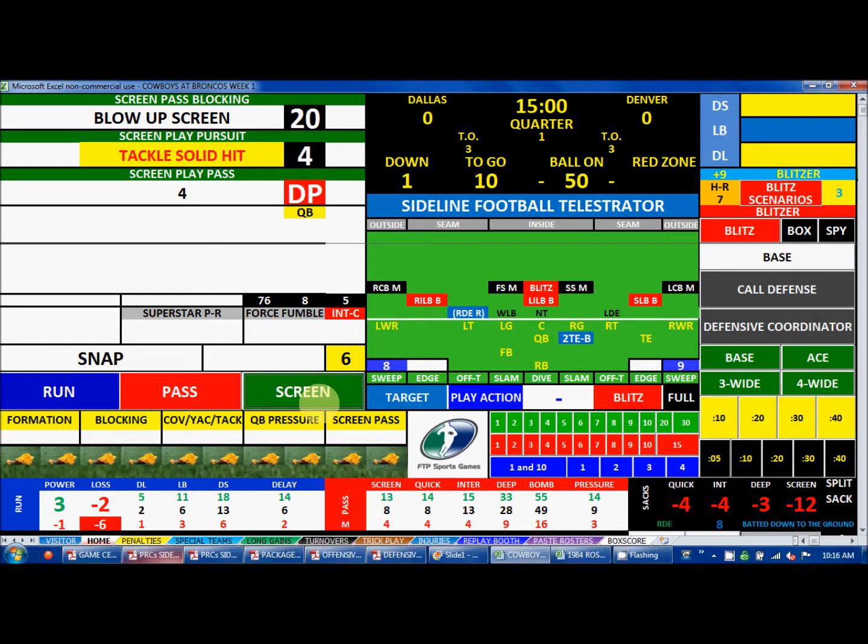Whenever a blitz happens on a screen pass, you follow all the exact same procedures at the start of a blitz, and then in the sideline football game instructions, there's a whole layer of instructions for what happens with a screen pass against the blitz.